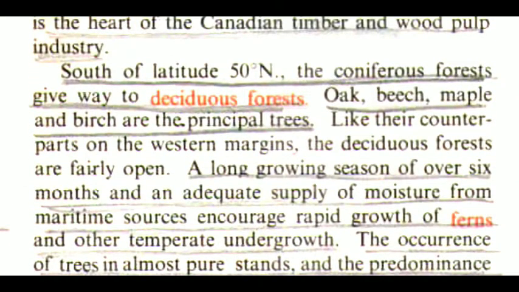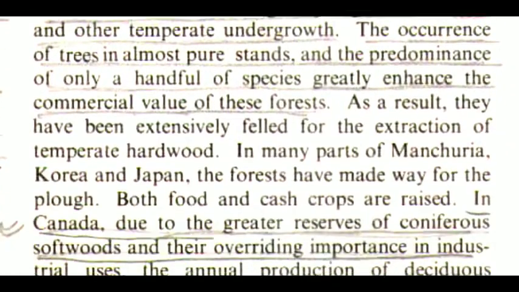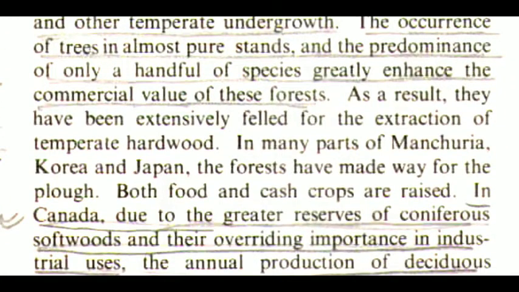South of latitude 50 degrees north, the coniferous forests give way to deciduous forest. Oak, beech, maple, and birch are the principal trees. Like their counterparts on the western margins, the deciduous forests are fairly open. A long growing season of over 6 months and an adequate supply of moisture from maritime sources encourage rapid growth of ferns and other temperate undergrowth. The occurrence of trees in almost pure stands and the predominance of only a handful of species greatly enhance the commercial value of these forests. As a result, they have been extensively felled for the extraction of temperate hardwood.